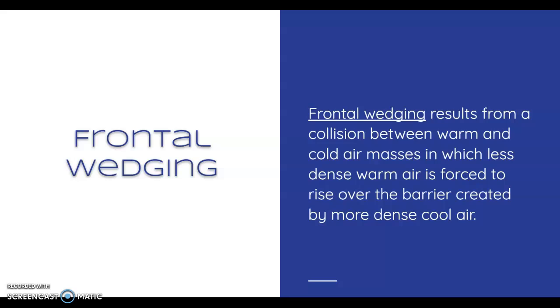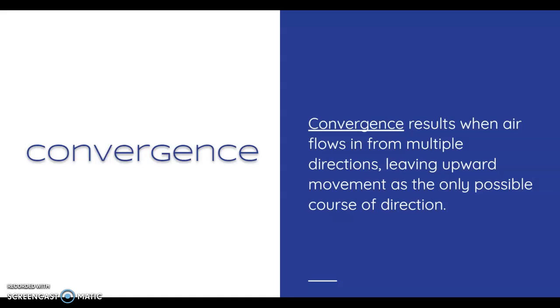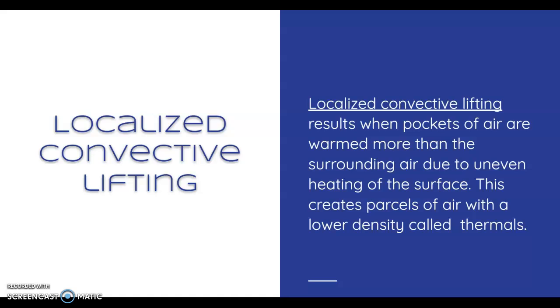Frontal wedging results from a collision between warm and cold air masses. In this collision, less dense warm air is forced to rise upward over the barrier created by the more dense cool air. Convergence results when air flows in from multiple directions. This leaves the only possible course of direction for the air as an upward path. Finally, localized convective lifting results when pockets of air are warmer than the surrounding air due to uneven heating of the Earth's surface. This creates parcels of air with a lower density called thermals.